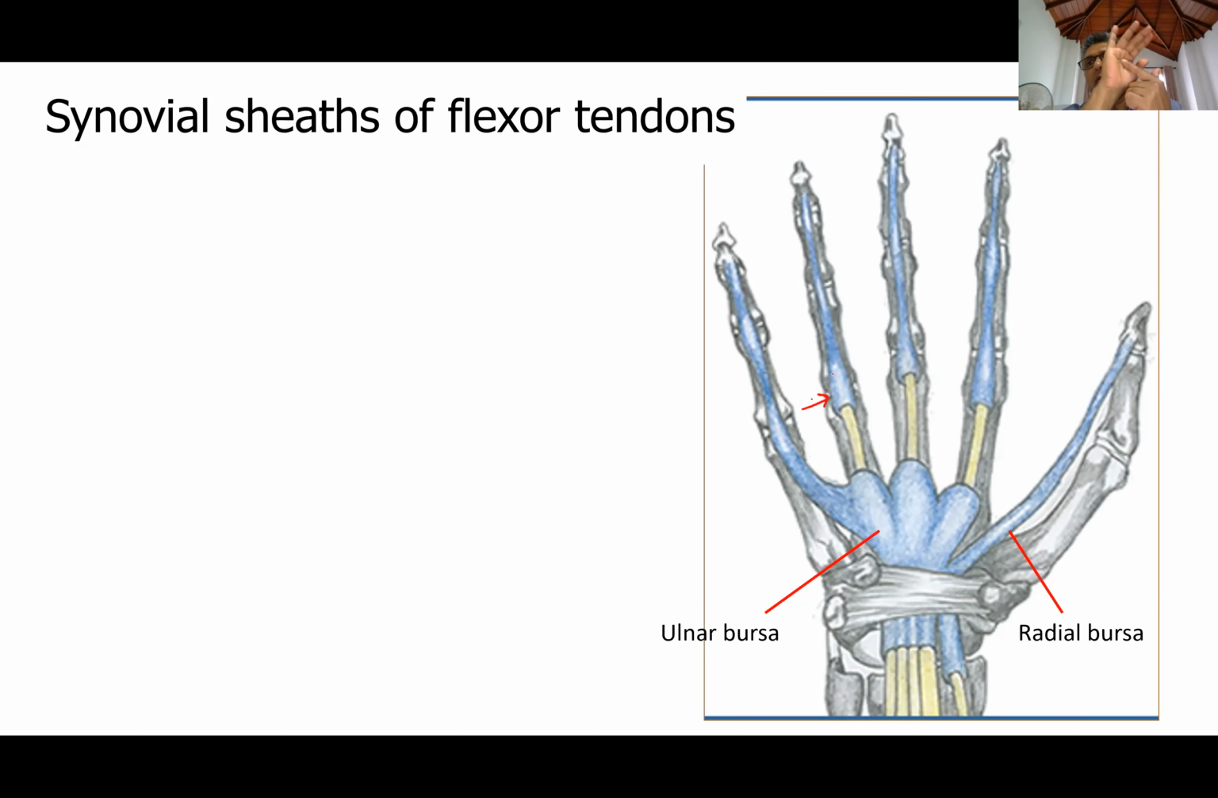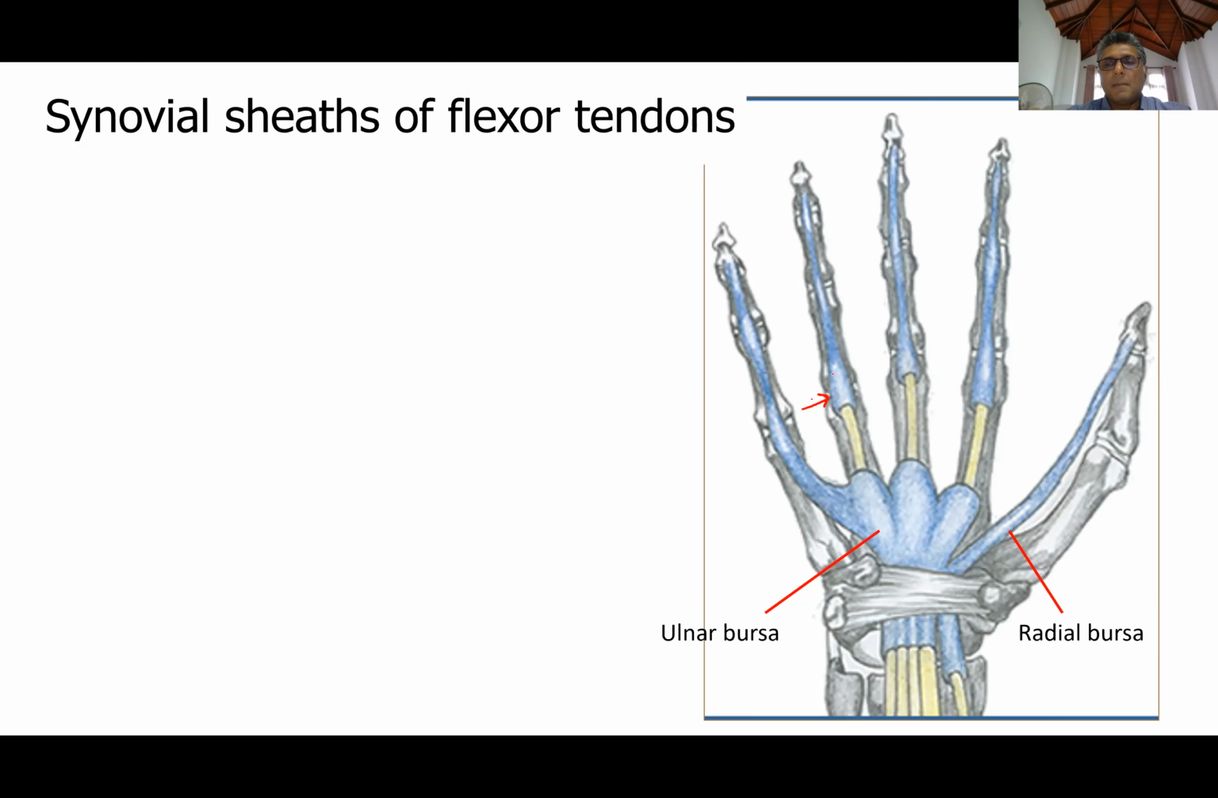But if you want to find it on the palmar side, you do the same thing. You can find the position of the metacarpophalangeal joints. So it's somewhere here. Just proximal to it, the synovial sheaths will end in the second, third, and fourth fingers.